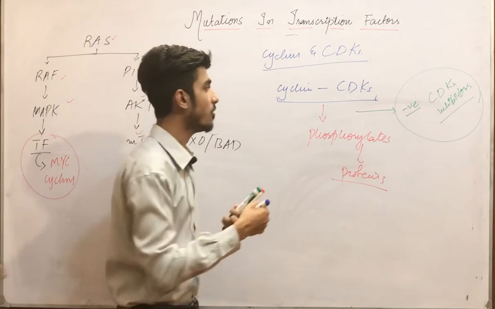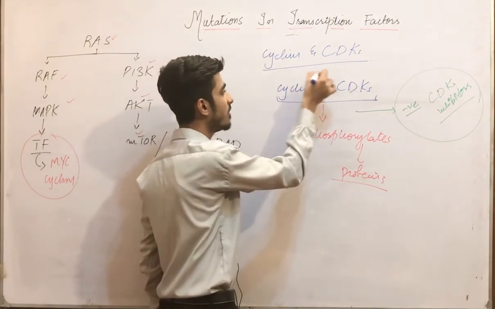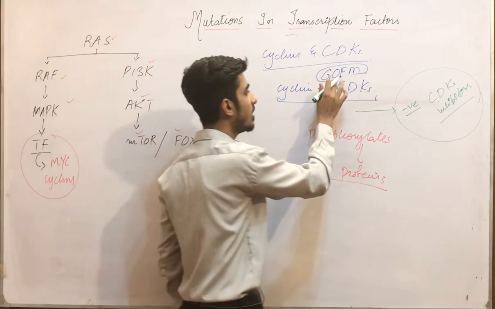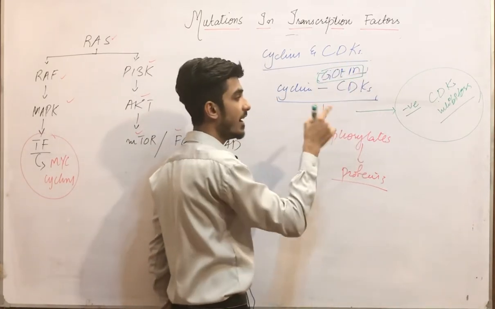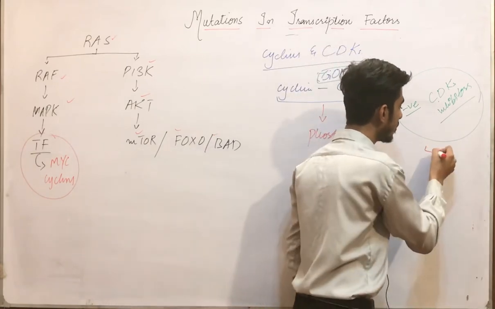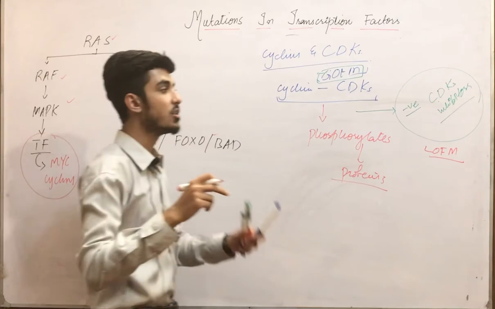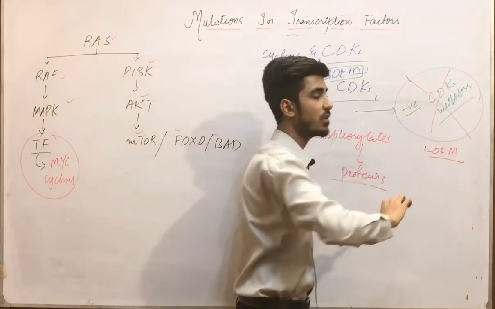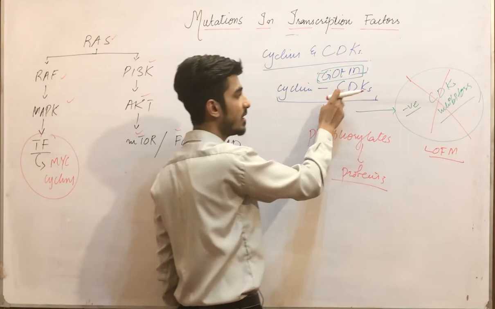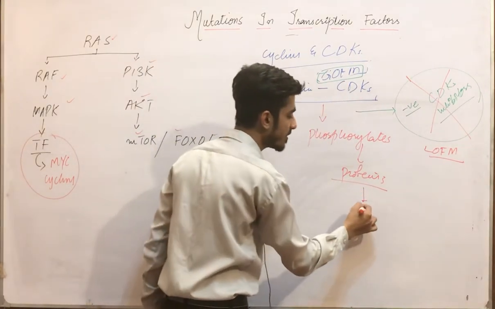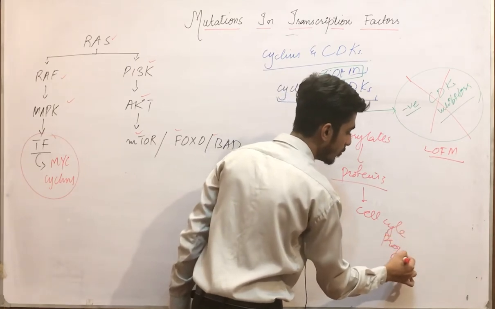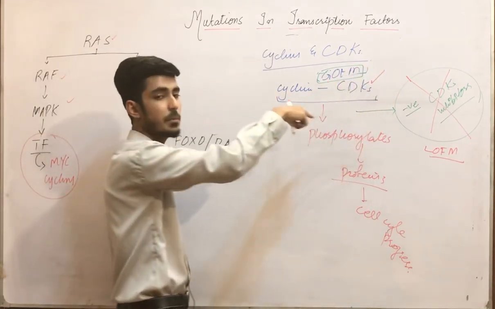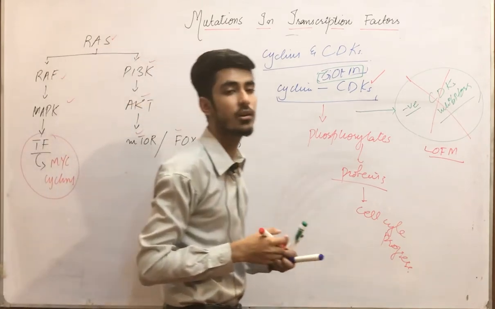Now if a mutation occurs in these, there will be a gain of function mutation in the cyclin dependent kinases. Clear? And there will be a loss of function mutation in the cyclin dependent kinase inhibitors, so cancer may develop. Loss of function means there will be no function of these inhibitors, so they will not inhibit the cyclin dependent kinases. When they are not inhibited, the cell cycle will progress more when it moves away from negative regulation. And if there is a gain of function mutation in the cyclin dependent kinase genes, obviously the cell cycle will proliferate and progress faster and faster.